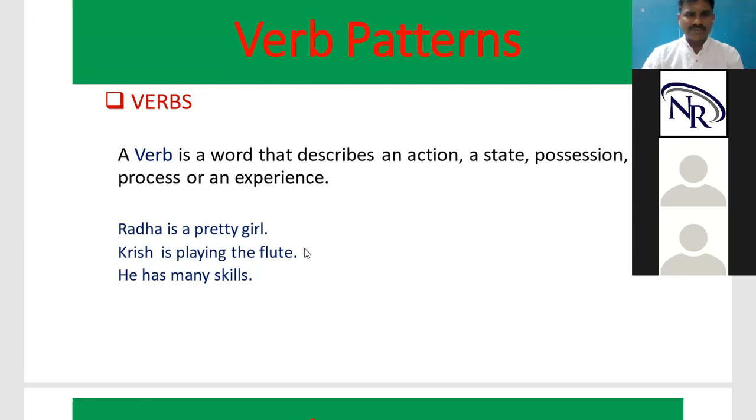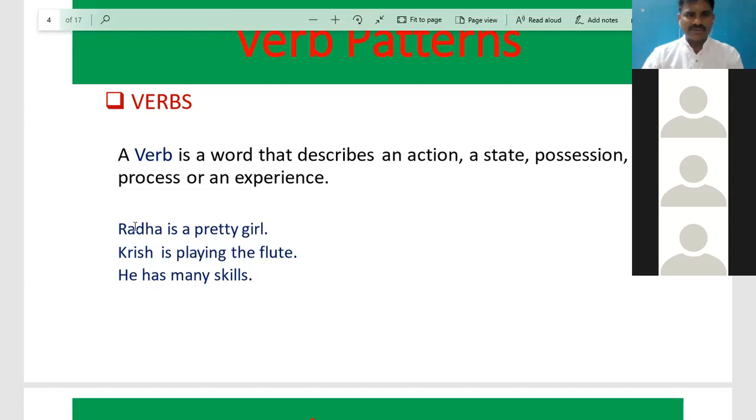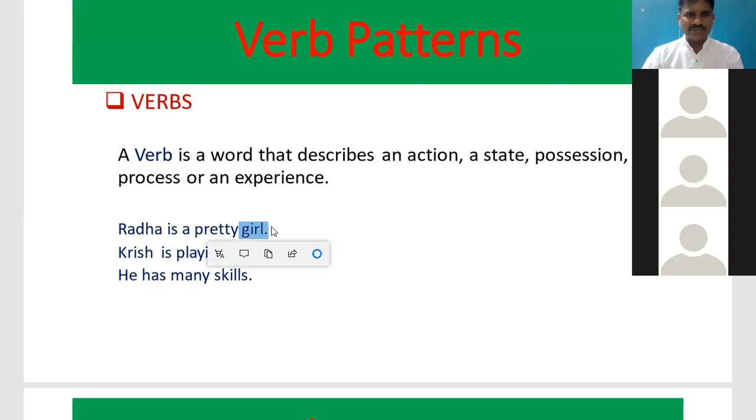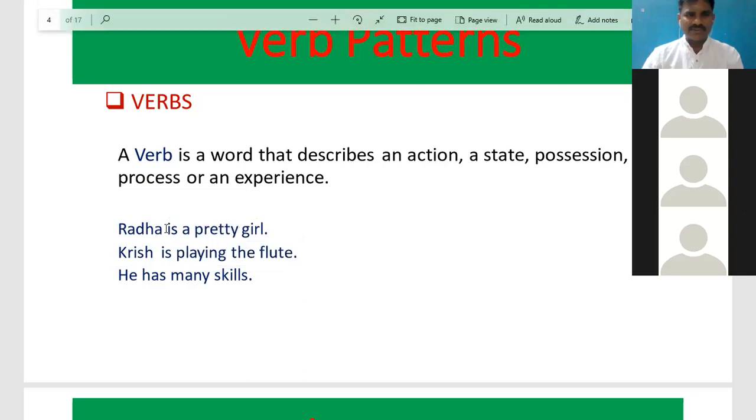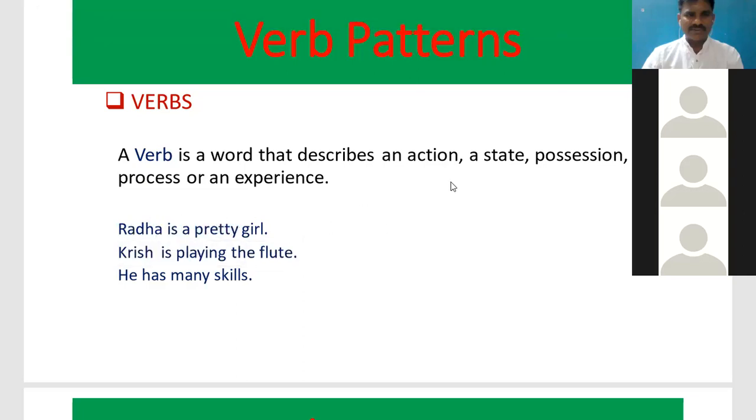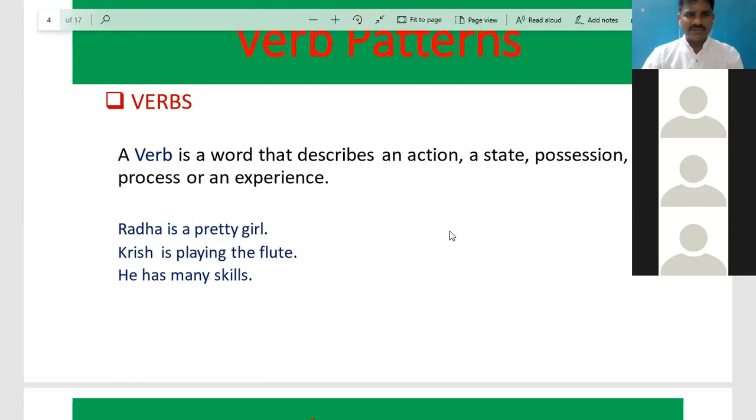Radha is a pretty girl. Here, what is the verb? Is. Radha is a proper noun. Girl is also a common noun. Pretty describes the noun, so Radha is pretty, adjective. So is here is a verb, that is status. Radha is a girl. I am a teacher. You are students. Are, am, is, are, these are all verbs.